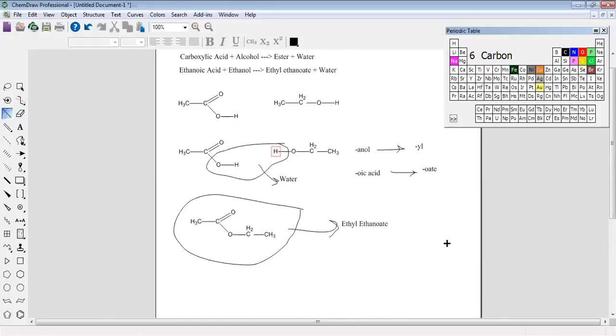Enol को yl में convert करें, first part of the name. Oic acid को oate में convert करें, second part of the name. There you go. Name आपके पास आ गया. Name 2 easy steps में हो जाता है, दोनों parts में हो जाता है. Structures के लिए हमें 4 steps करने पड़ते हैं और उससे फिर हमारे पास 2 products आते हैं.